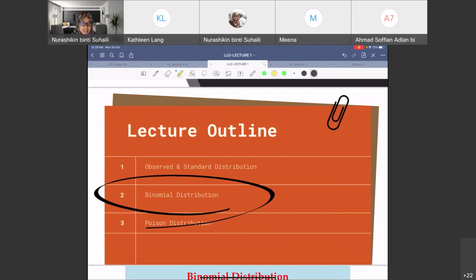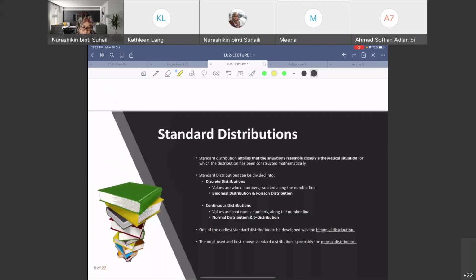These things are created by statisticians based on their established research. Okay. Now we move to the standard distribution. Standard distribution, as I said just now, is based on tables. So if you go to ELIT, I have uploaded two tables: binomial table and Poisson table. Those tables are used for us to solve the binomial distribution and also Poisson distribution.